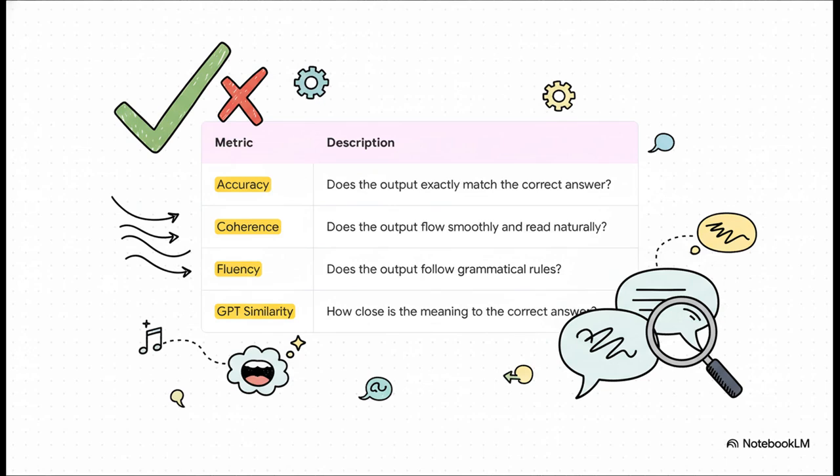Well, you've got things like accuracy, which is just what it sounds like. Did it get the answer exactly right? Then there's coherence and fluency, which are all about how natural the answer sounds. Does it flow well? Is the grammar correct? And then you have more advanced stuff like GPT similarity, which often uses another powerful AI to judge if the meaning of the answer is correct, even if the words aren't a perfect match.